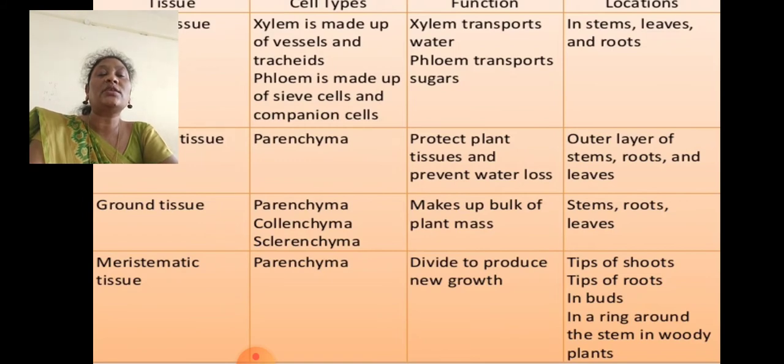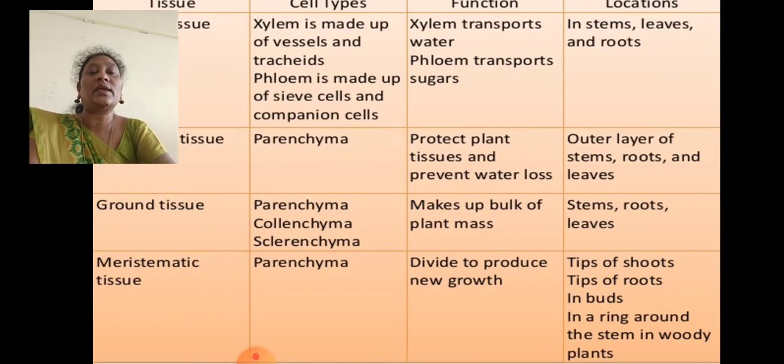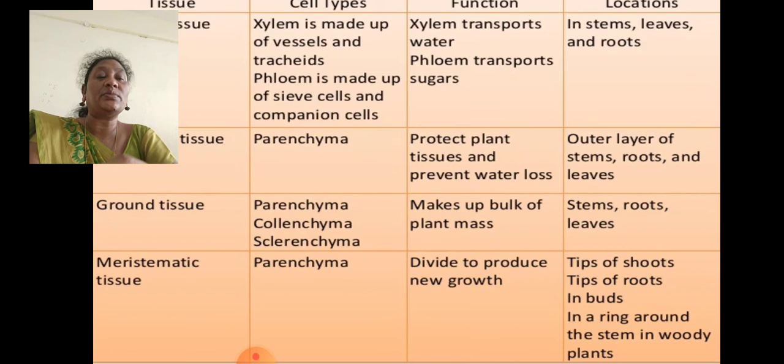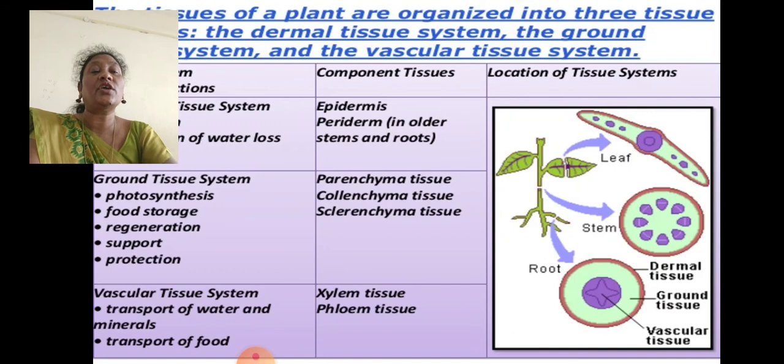So for meristematic tissue, the cell type is parenchyma, and they divide to produce new growth. Throughout their life they grow continuously. We can find meristematic tissue in the tips of shoots, tips of roots, in buds, and in a ring around the stem in woody plants. So these meristematic cells grow throughout their life.